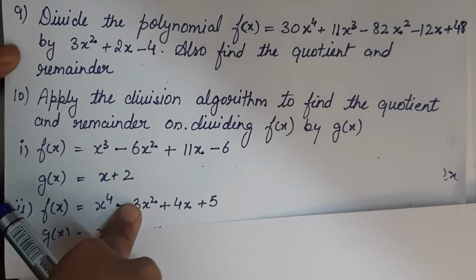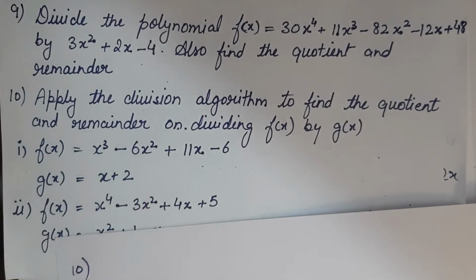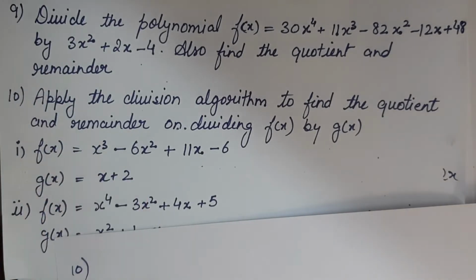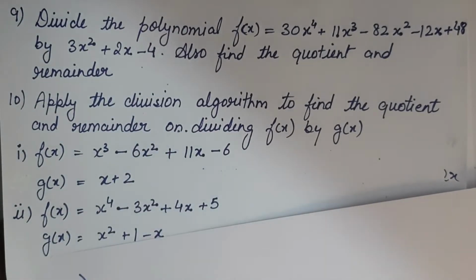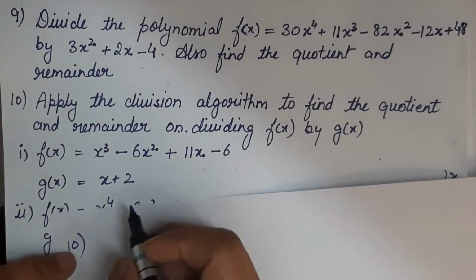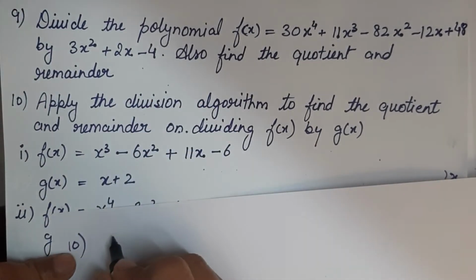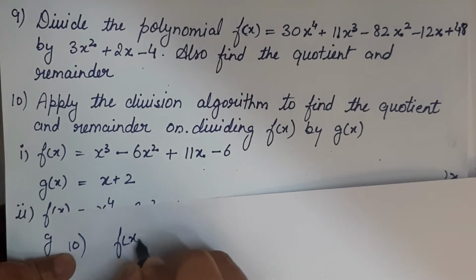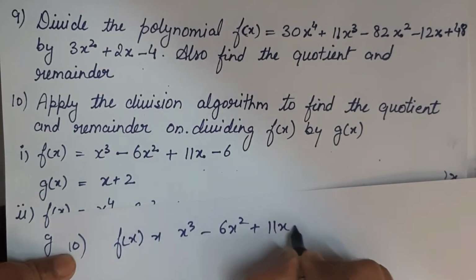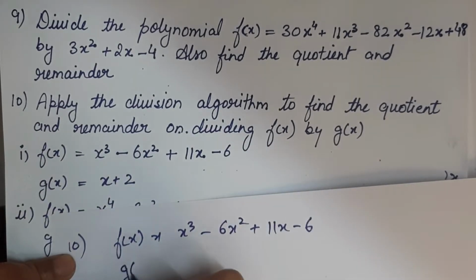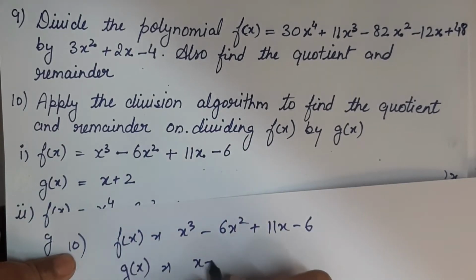See, such type of questions come in 4 marks, and many of my friends don't know how to do this. But if you want to score above 90 or 95, such type of questions are tricky questions, and they just hide away in your books and you don't know how to do it. So let's start. See, division algorithm, how can we do this? First of all, write fx given to us: x cube minus 6x square plus 11x minus 6, and gx is actually your divisor, x plus 2.